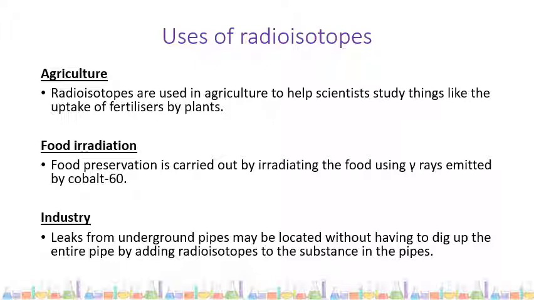Other uses of radioisotopes include in agriculture, where scientists study things like the uptake of fertilizers by plants. Food irradiation, where food is preserved using gamma rays. And in industry, where leaks from underground pipes can be located without having to dig up the entire pipe by adding radioisotopes to the substance in the pipes. And where those radioisotopes are then detected, that's where you know your leak is.